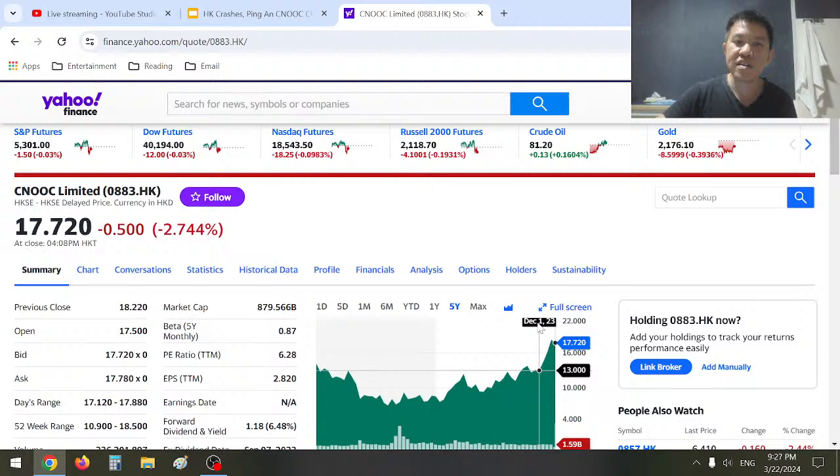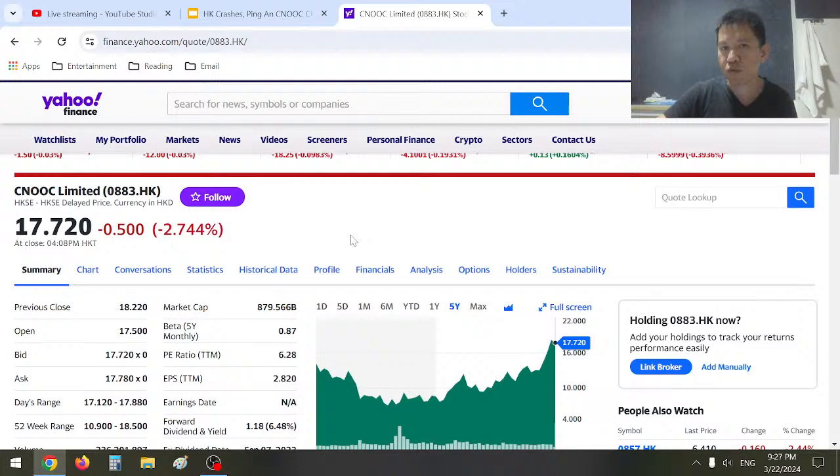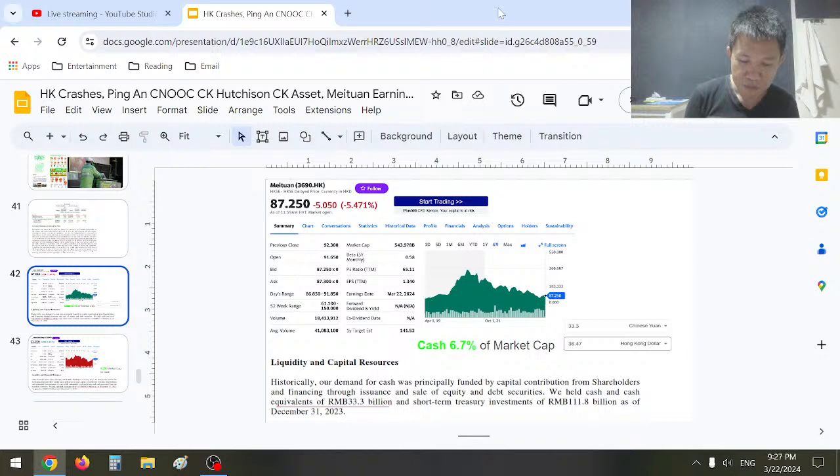But the dividend yield is still high. So I'm not recommending buying CNOOC. But when you see oil prices crash, instead of buying oil, you buy a company like CNOOC, an oil blue chip company like that. So that's the thinking. More for education. Please don't FOMO buy CNOOC.